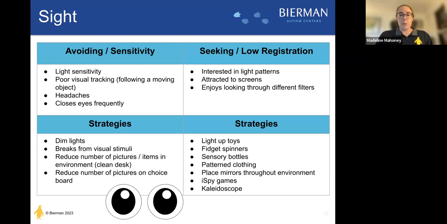So some strategies we can use for these kiddos would be just incorporating a lot of visual input into whatever we're doing. So this could be light up toys, things that make music and light up, fidget spinners, playing with sensory bottles, having a lot of patterned clothing or looking at different patterns, I Spy games, looking through kaleidoscopes, maybe looking at mirrors, making silly faces in the mirrors, and maybe even like the camera, making silly faces in your computer screen camera.